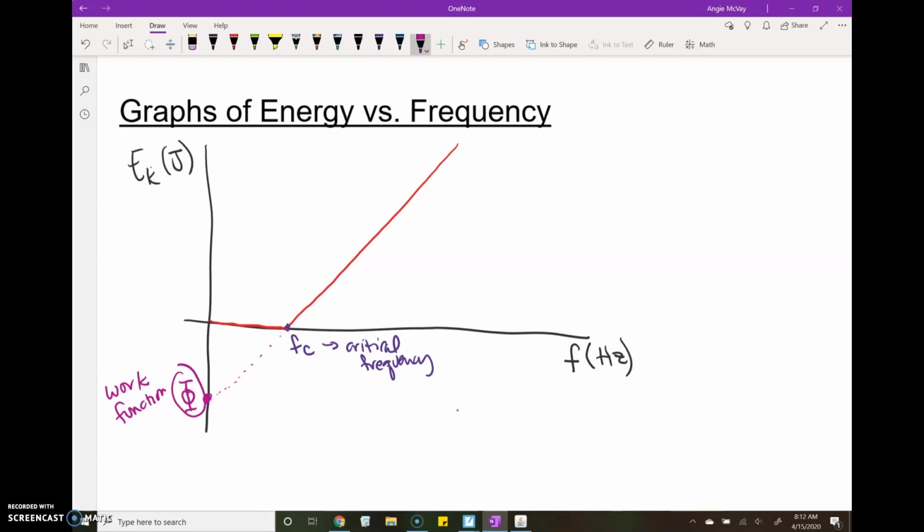Okay, so the work function, I would like these to be green. The work function, right, the amount of energy required to liberate an electron from its material, and the critical frequency are material dependent.